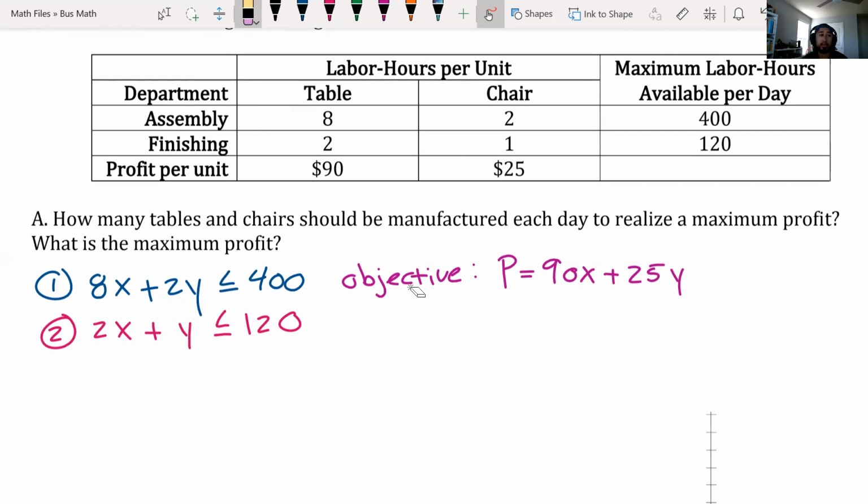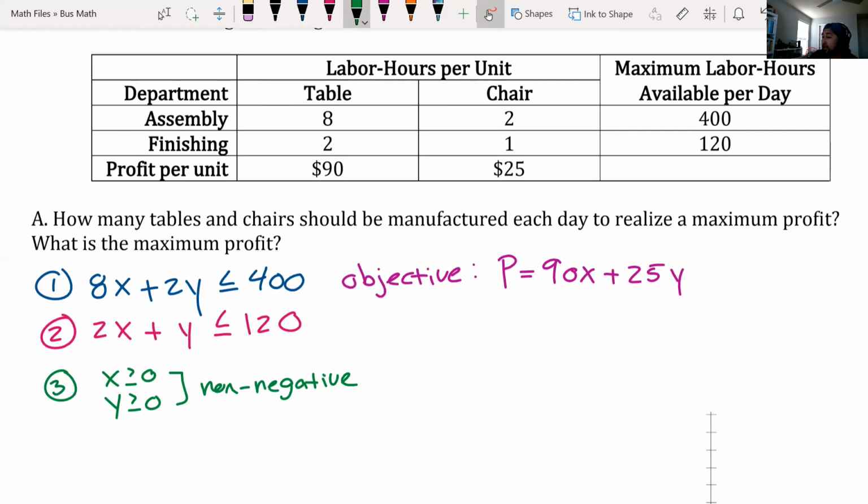And then I guess before we continue, because I think this problem's like one in your homework, it's going to want you to also make the non-negative restrictions, which we'll call number 3: x greater than or equal to 0, y greater than or equal to 0. So these are the non-negative restrictions.